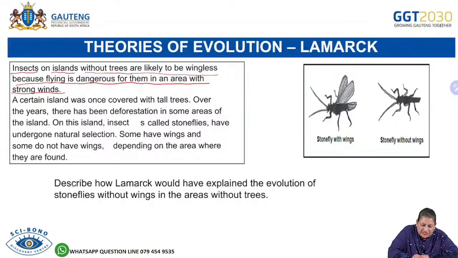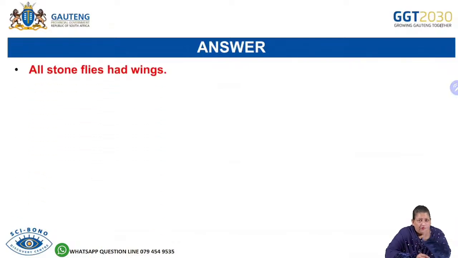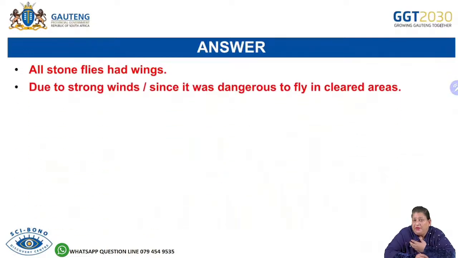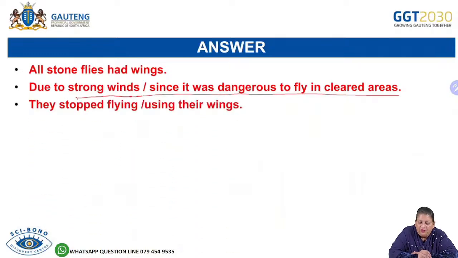Now, describe how Lamarck would have explained the evolution of stoneflies without wings in the areas without trees. How would he explain it? So the answer would be, over time, all stoneflies firstly had wings. Then, remember that the trees were removed over time. Due to strong winds, that is changes in the environment, since it was dangerous to fly in cleared areas, they stopped flying, or stopped using their wings.